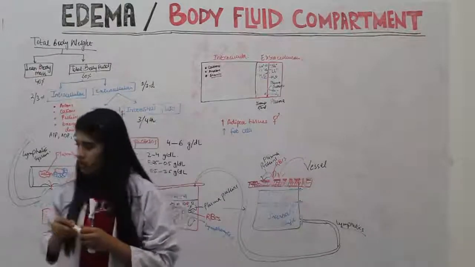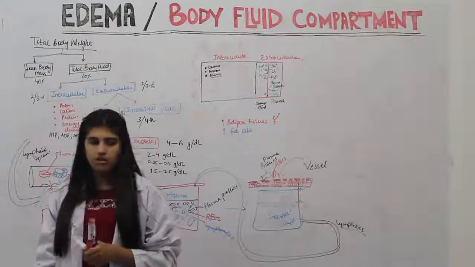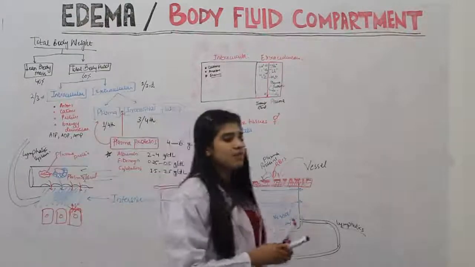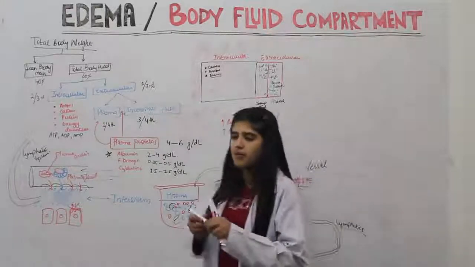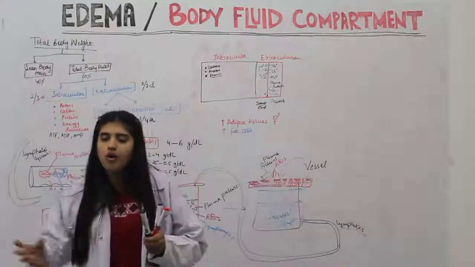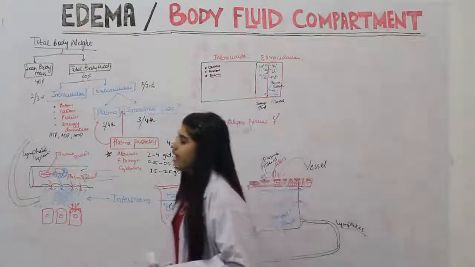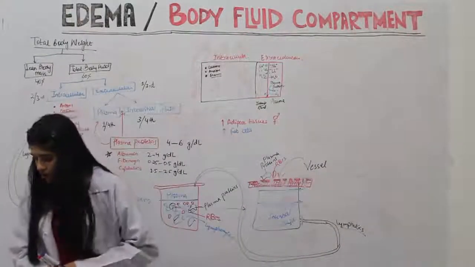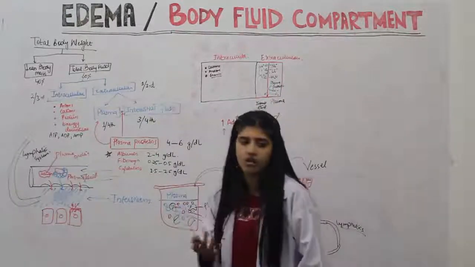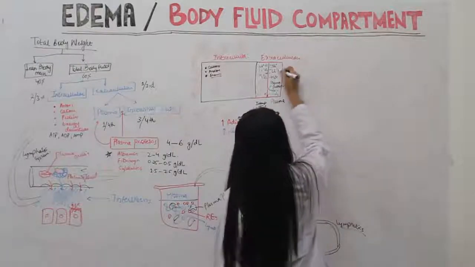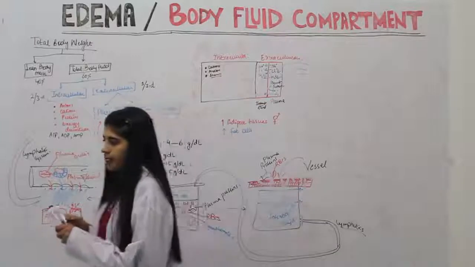It does not stop sodium and chloride. It is semi-permeable, which means it lets some substances go and stops some substances. High weight molecules cannot cross over there. So here's the condition. What happens if we drink more water? If we drink more and more water, where will the water flow?